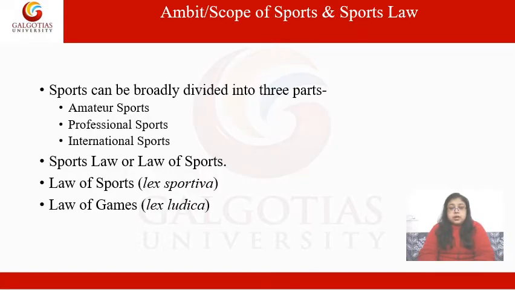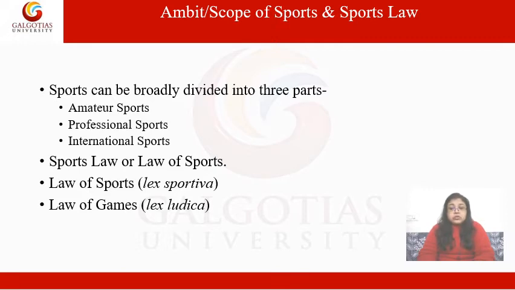Now in this slide we have dealt with the ambit or scope of sports and sports law. Sports is broadly divided into amateur sports, professional sports and international sports. Now there are two basic concepts, that is sports law and law of sports. Sports laws are those laws which deal with different aspects and components of sports. But law of sports means, because sports include different physical activities, there are certain rules and regulations through which those physical activities are conducted.